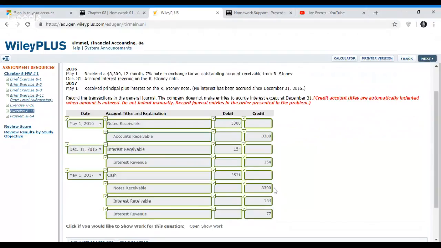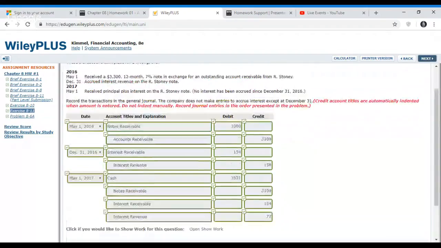Then simply you add all of these up to know how much cash they paid. The principal of $3,300 plus the interest receivable from the end of the year, December 31st, 2016, of $154, and then we add the $77 of interest revenue from December 31st, 2016 to May 1st, 2017. You add all of these together, and that gives you $3,531, which is the full amount of principal plus interest from the R. Stoney note.